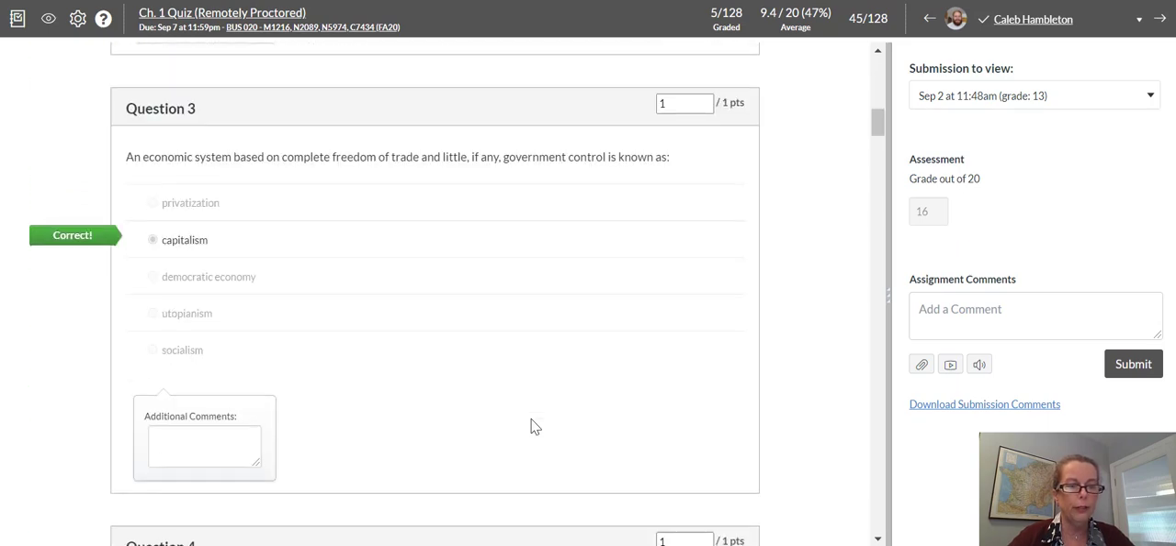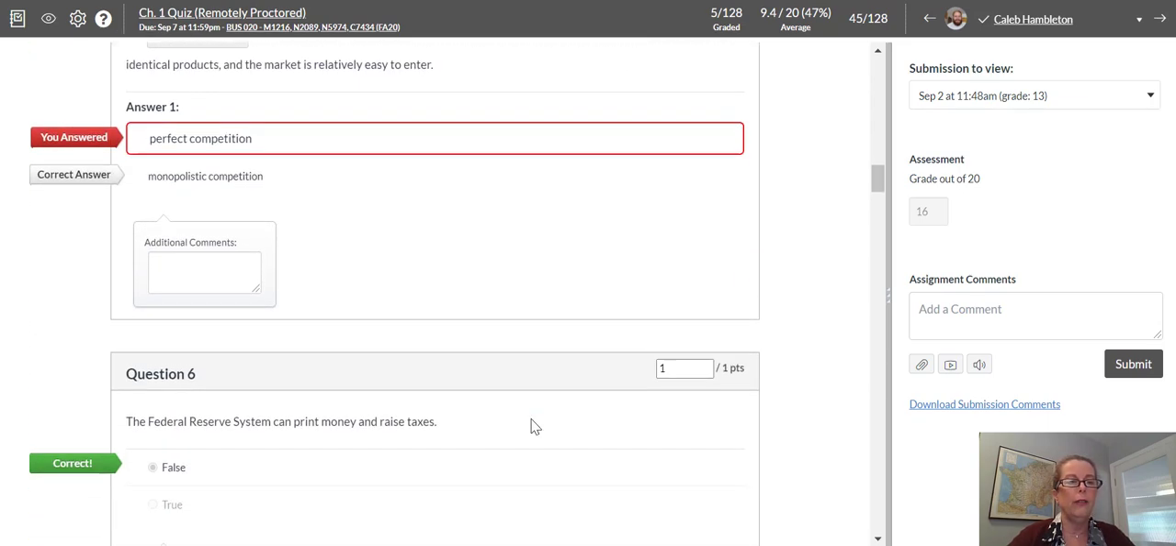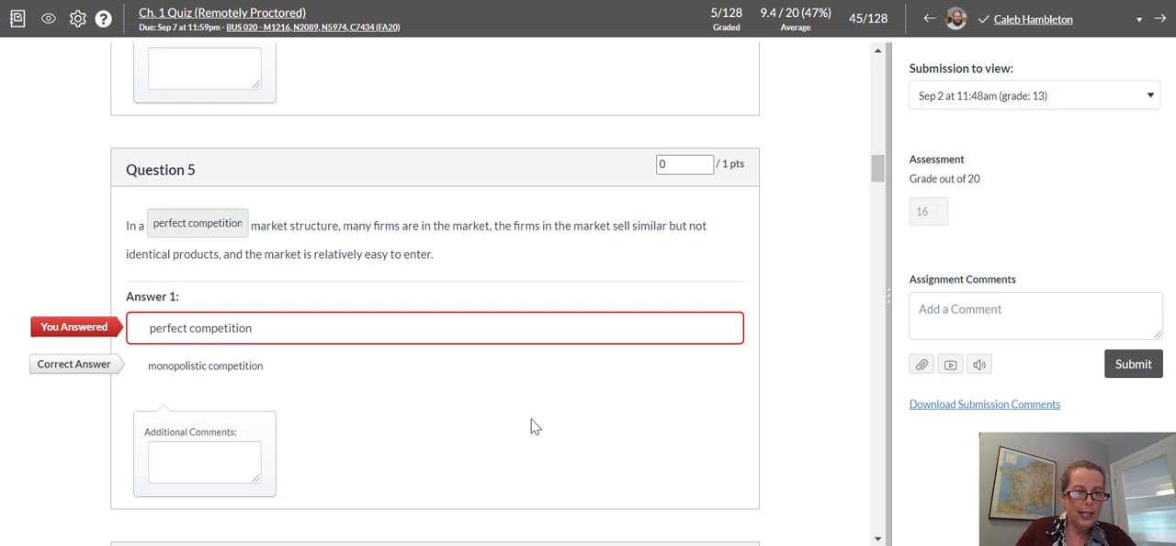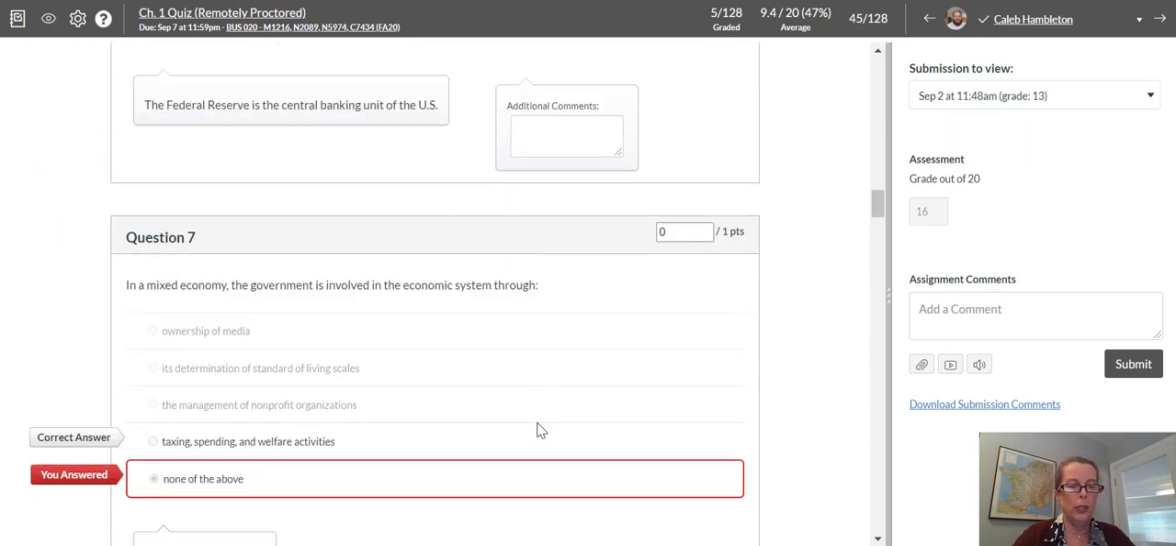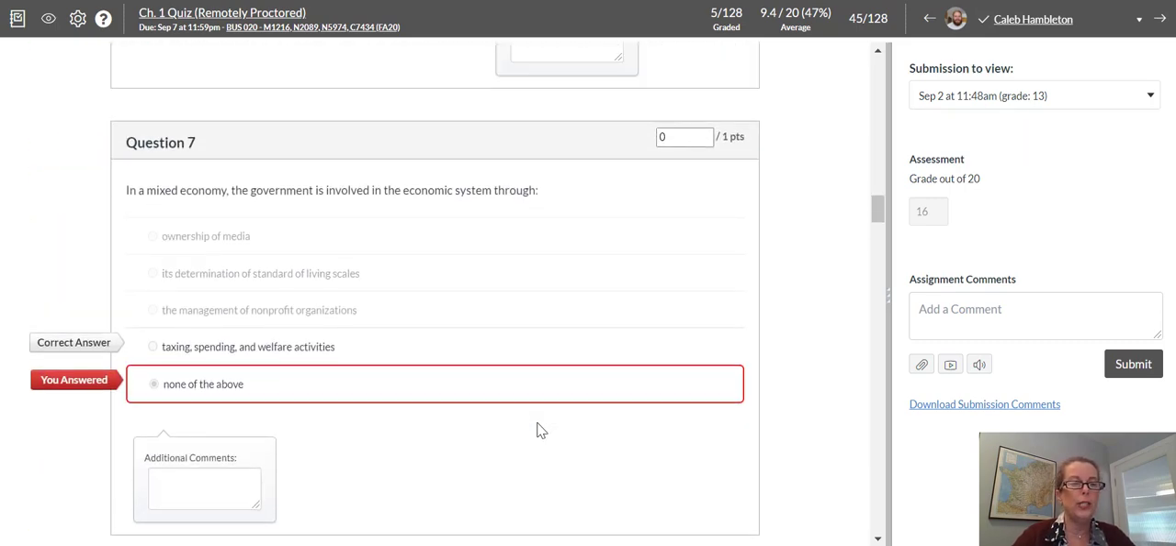Okay, so let's scroll down to the first one where you got it incorrect. So this one, I think this is marked correctly in that you typed in perfect competition, and the correct answer here is monopolistic competition. And then on question 7, you indicated none of the above, and the correct answer is actually taxing, spending, and welfare activities. So that's referring to a mixed economy. The government is involved in the economic system through those things.